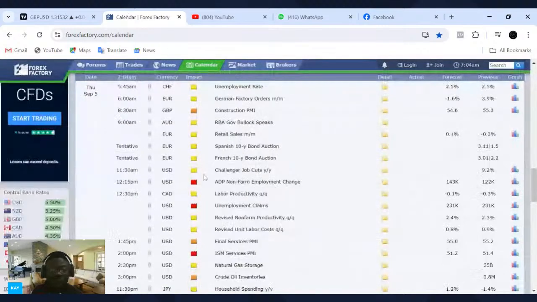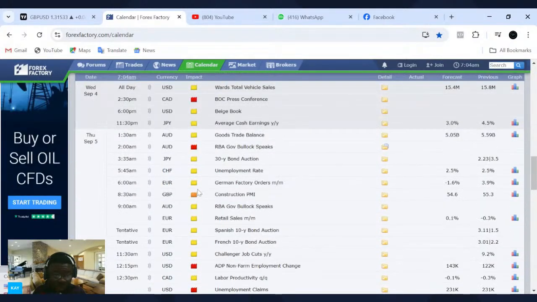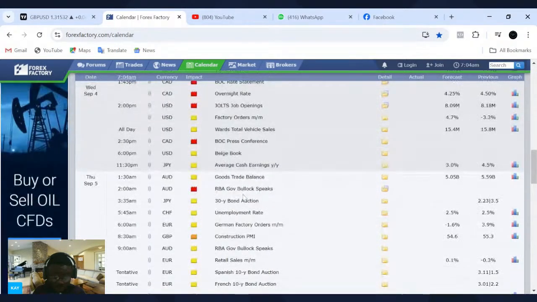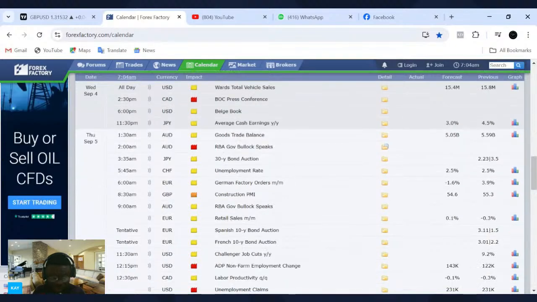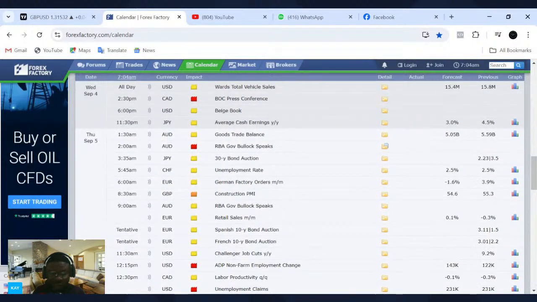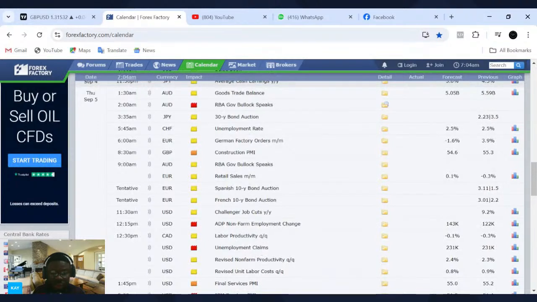First of all, the first thing you have to do when you start your day is check the news. Today is a very important day. We have ADP and unemployment claims. ADP is an important data. You get it? ADP is an important data. Unemployment claims is an important data.